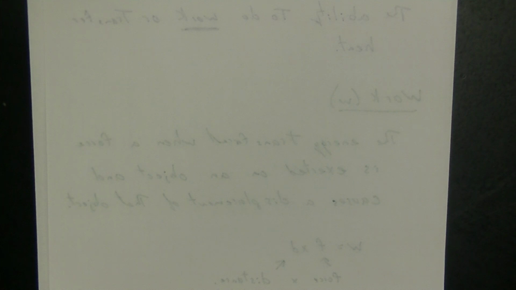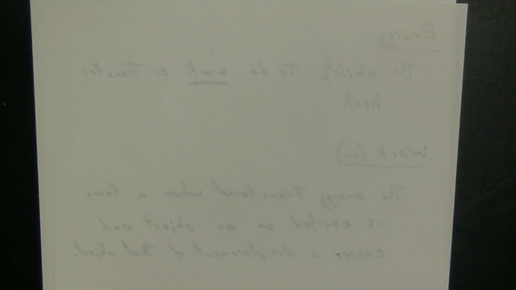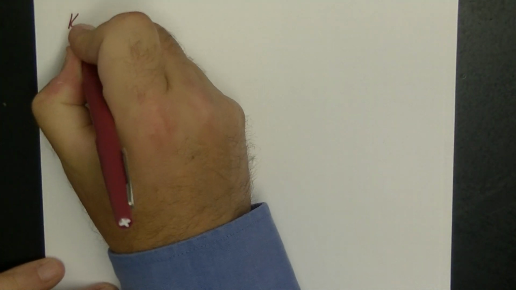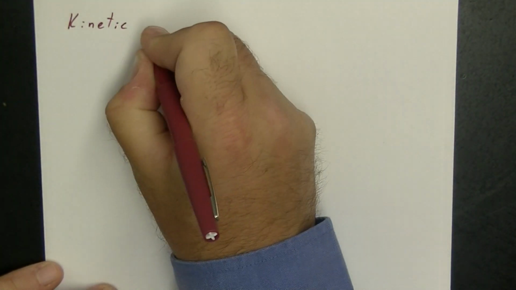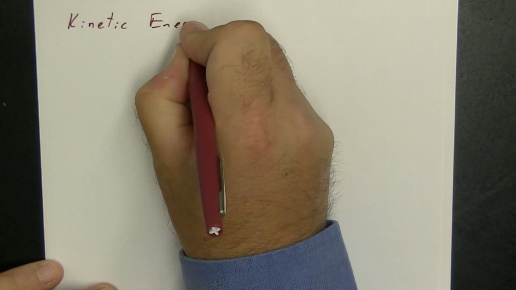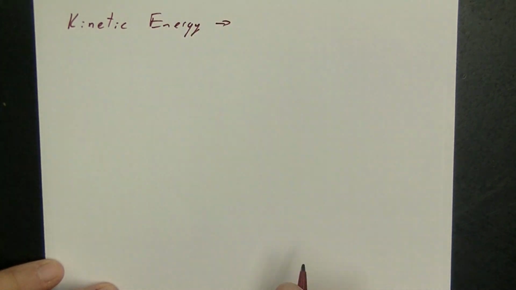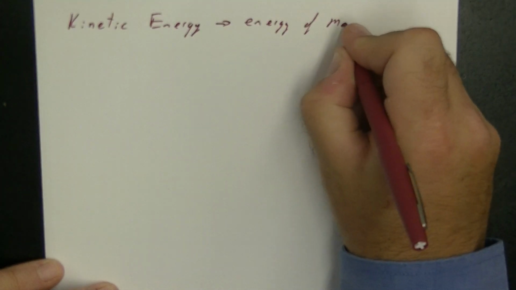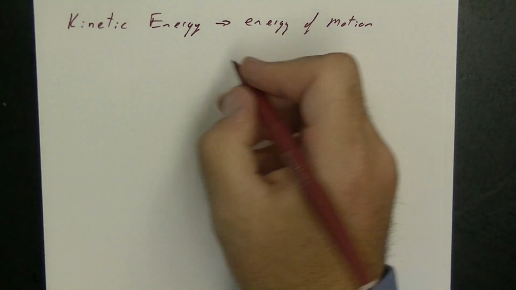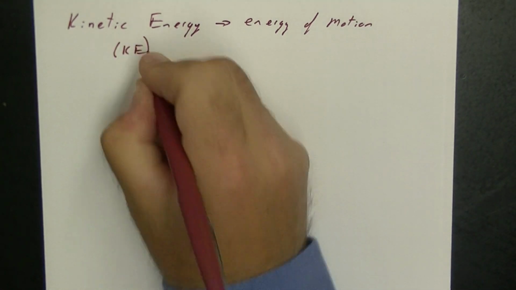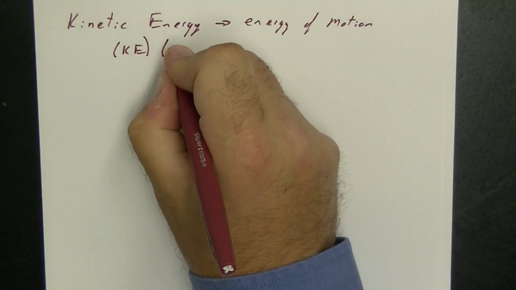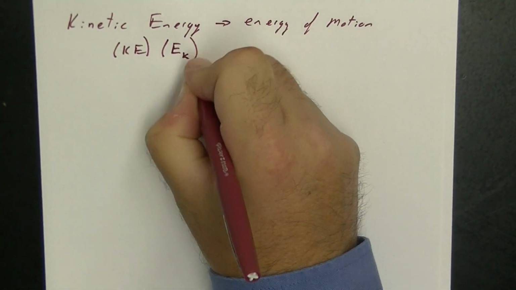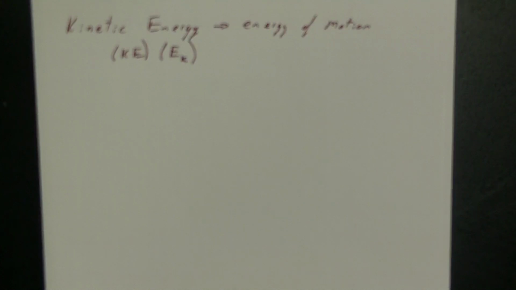Well, let's go on and talk about kinetic energy. Kind of bleeds through, so I think we'll go to a new page. Kinetic energy is your energy of motion. And remember, kinetic energy is usually KE. You'll actually also see it like this, E subscript K. Okay, you should recognize both.